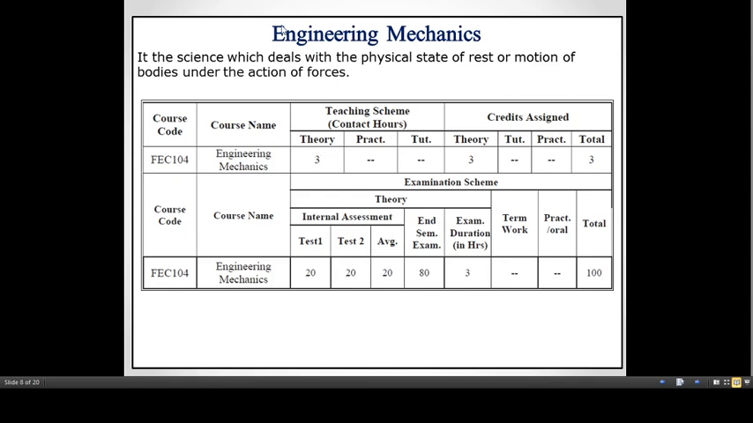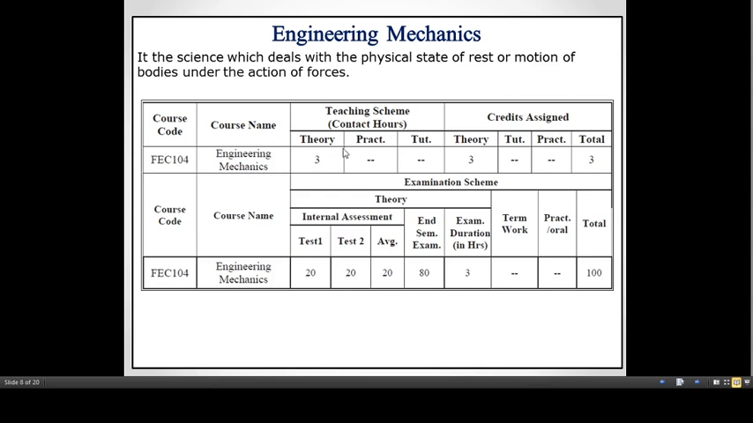Okay, already I discussed the name of this subject, engineering mechanics. Definition just now is seen. Now, this subject is broadly classified into four sub branches, that is statics, dynamics, kinematics, and kinetics. We'll see the definitions of these when we start the actual syllabus.